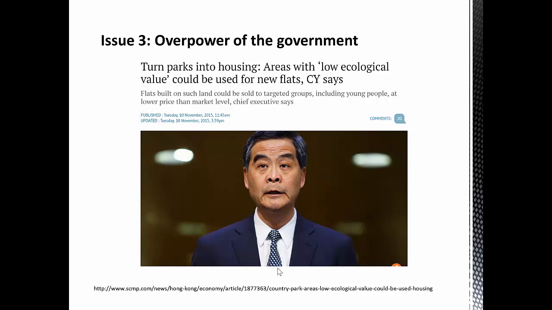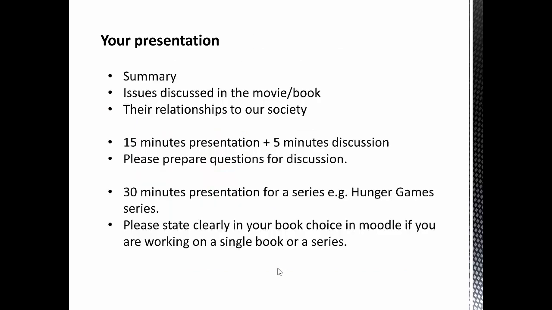There are many issues discussed in the movie. Even though the movie was made in the 1970s, the issues can still be related to our societies nowadays. Many people compare Logan's Run with other post-apocalyptic fiction such as 1984. In your presentation, we expect you to have a brief summary of the movie or book, the issues discussed in it, and how they relate to our society.